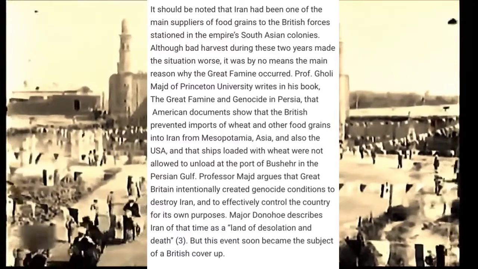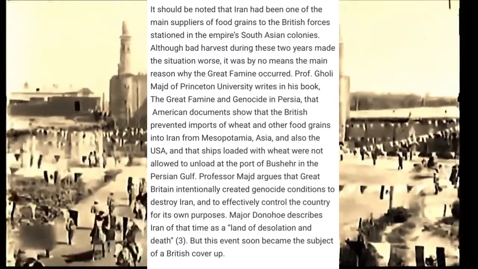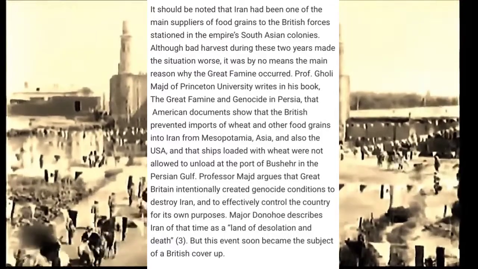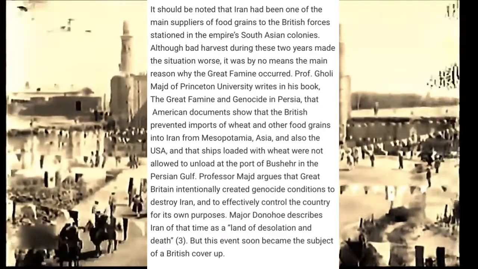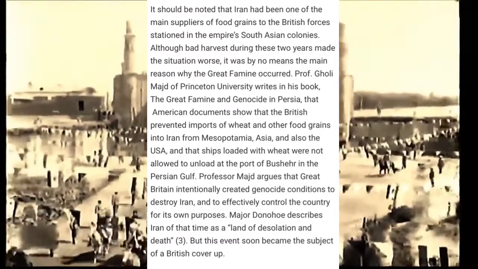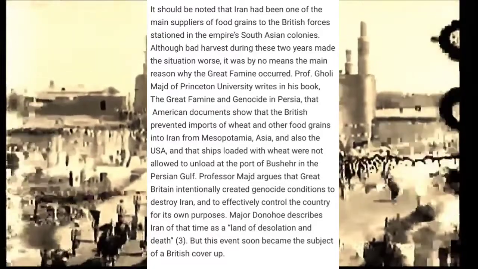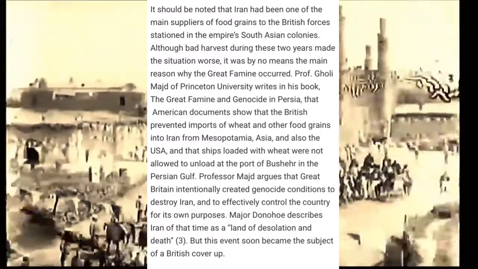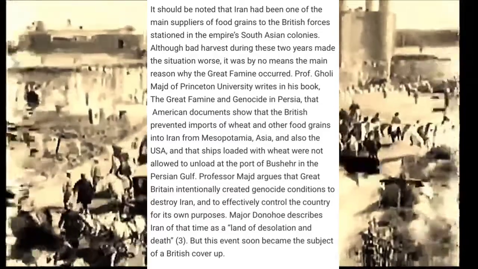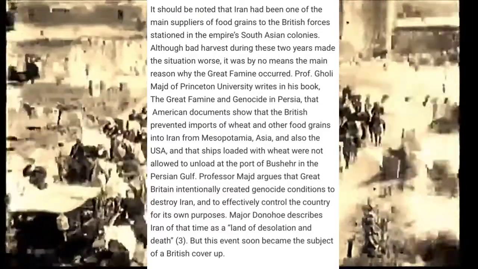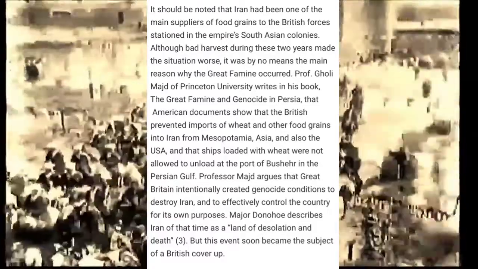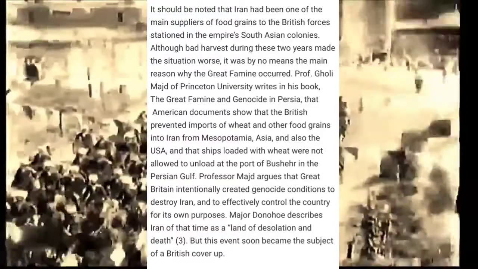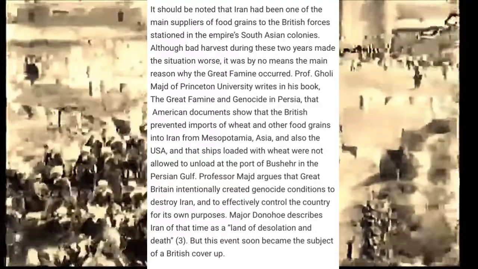Although bad harvest during these 2 years made the situation worse, it was by no means the main reason why the Great Famine occurred. Professor Gholi Majd of Princeton University writes in his book, The Great Famine and Genocide in Persia, that American documents show that the British prevented imports of wheat and other food grains into Iran from Mesopotamia, Asia, and also the USA, and that ships loaded with wheat were not allowed to unload at the port of Bushehr in the Persian Gulf. Professor Majd argues that Great Britain intentionally created genocide conditions to destroy Iran, and to effectively control the country for its own purposes. Major Donho describes Iran of that time as a land of desolation and death.